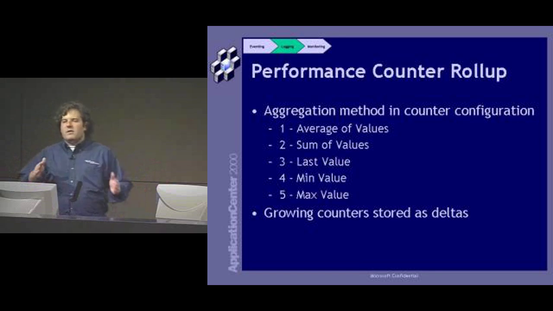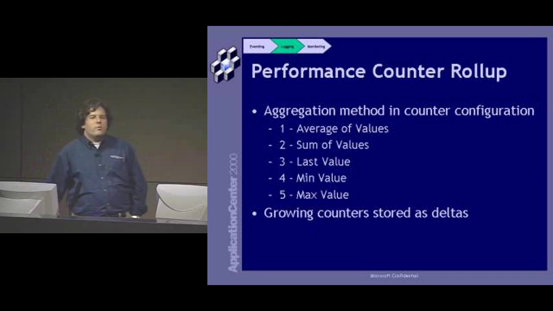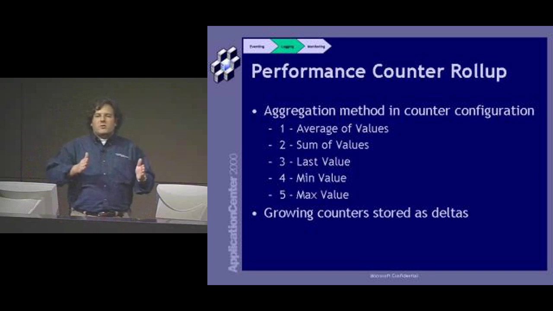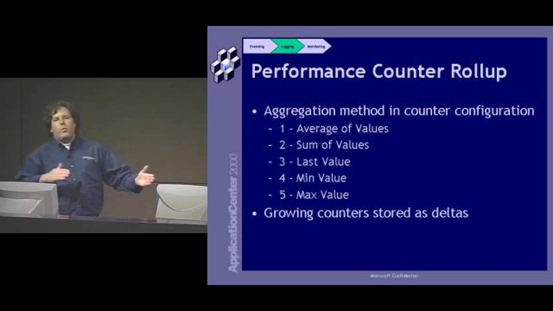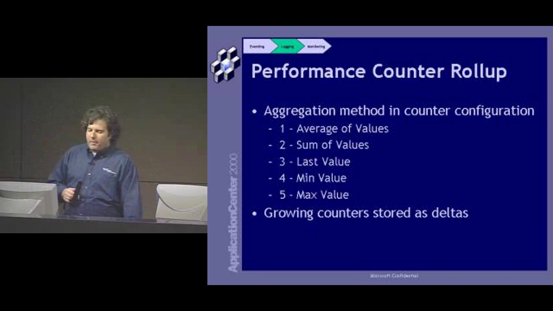And for values that are summed up, like growing counters such as total requests, we don't store the growing number. We store the delta, the difference from one period to the next, and then do the math to roll that up.